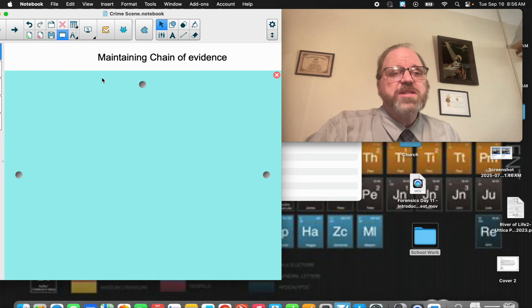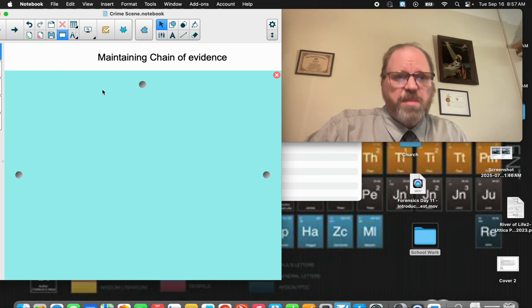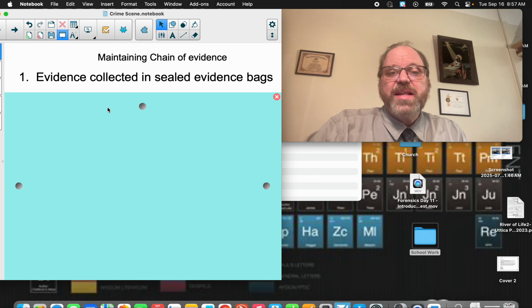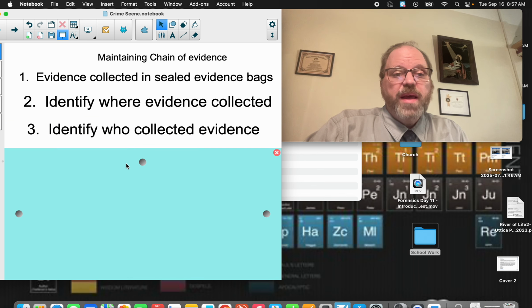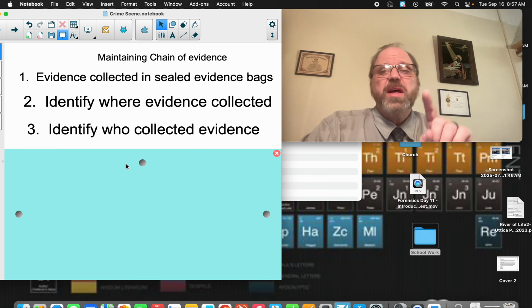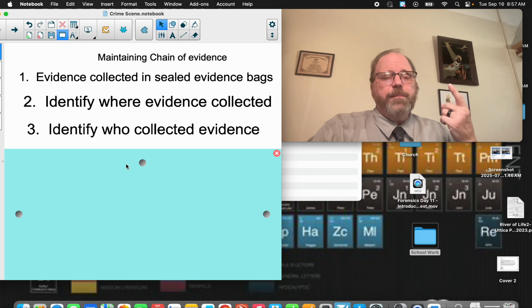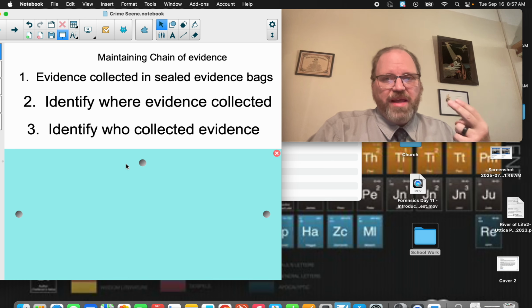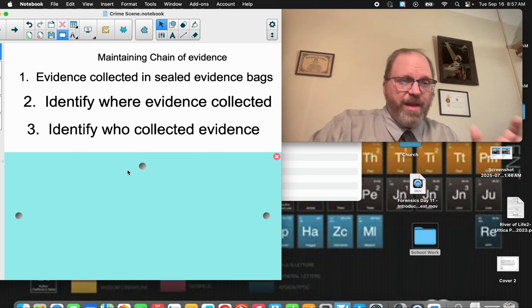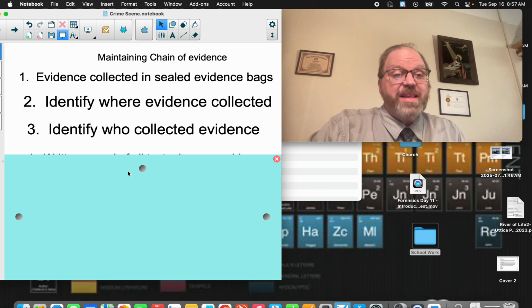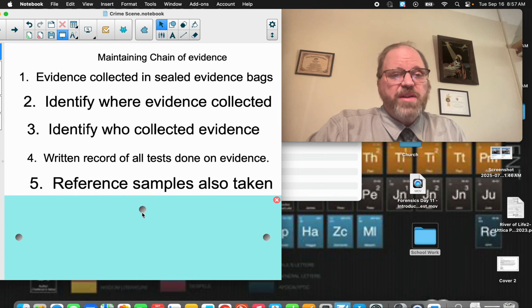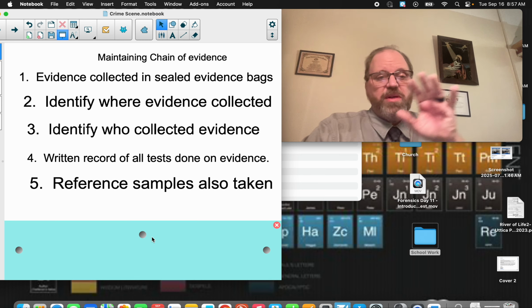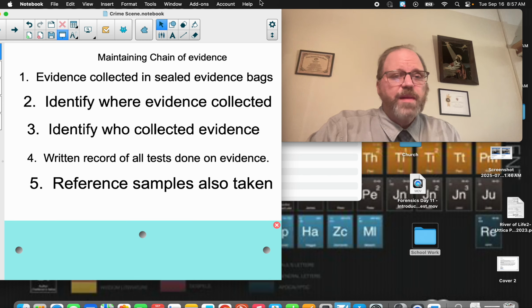All right, so those are the different pieces of evidence that we need to collect. Now this last thing, we've already gone over this, but I want to make sure this is emphasized because this is really, really important. Evidence is collected in sealed bags, identified with where it's collected and who collected it, and again, this is a big deal because they'll often go after that person, go after their integrity, their training, to see if they can produce reasonable doubt inside of a jury whether or not they actually did what they said they did. Keep a written record of all tests that are done on evidence. Reference samples are also taken, so that we have something that can be compared, and that's what we have.